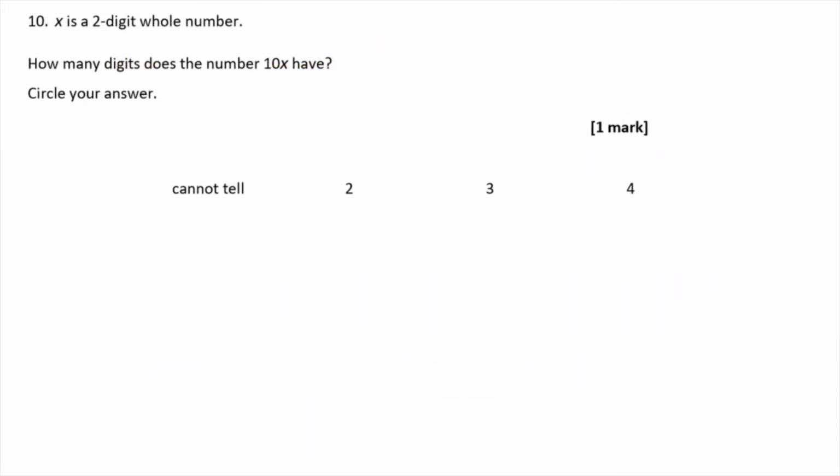Question 10, it says x is a 2-digit whole number, okay? So how many digits does the number 10x have? Circle your answer. Okay, so what range of possible values can x take? It's a 2-digit number. Well, the smallest 2-digit number is 10, and the largest 2-digit number is 99. So our value of x must be somewhere between those two then, somewhere between 10 and 99.